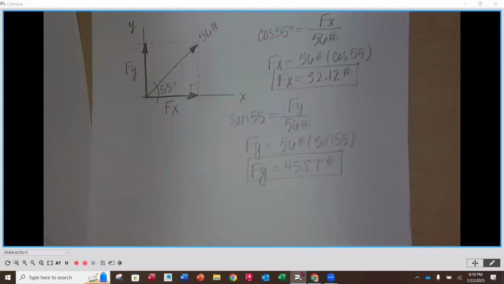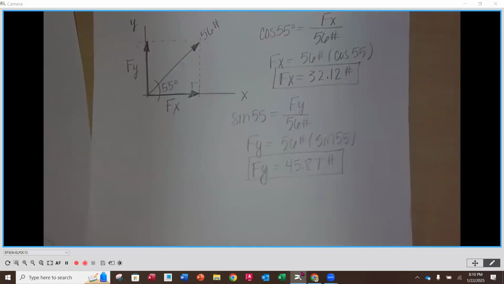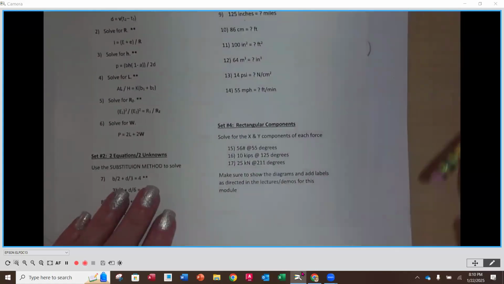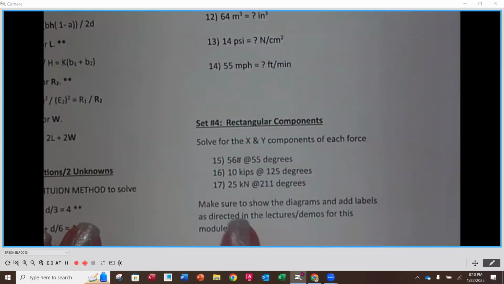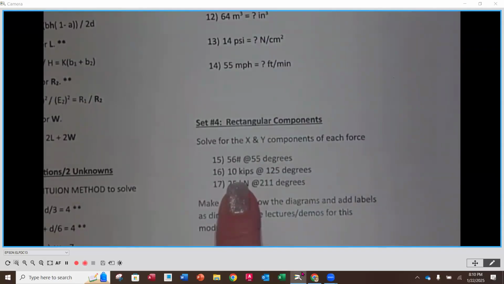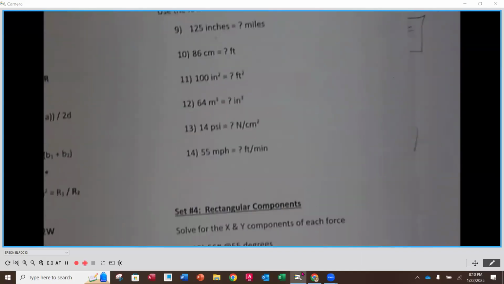All right, components. Any questions? Cool. So then we've got just two more. We'll do two more just like this. Our next one is going to be 10 kips. A kip is 1,000 pounds, probably not something you've ever used very often. So it's just a shortened version of 1,000 pounds. So it's technically 10,000 pounds when we say 10 kips at 125 degrees.